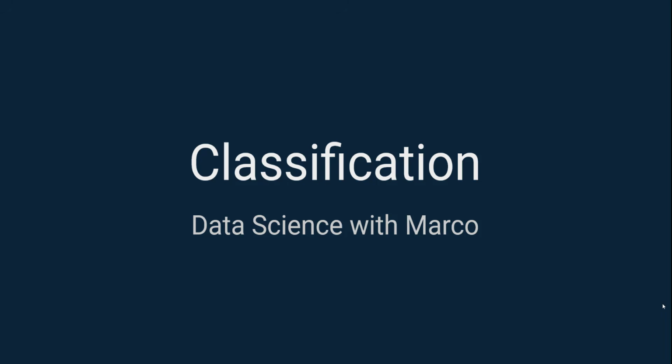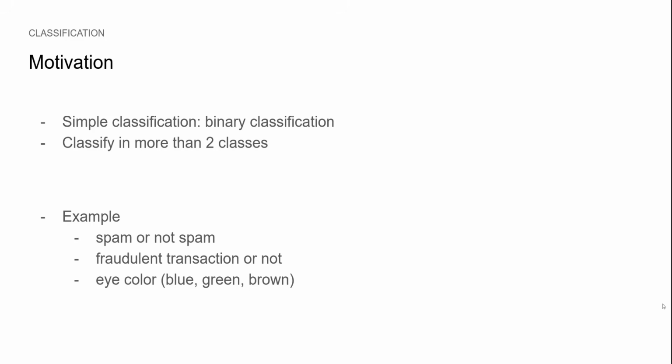Let's move on now to the next topic, which is classification. First, a bit of terminology. Binary classification is also termed simple classification, and this is the case when we only have two classes. For example, spam or not spam, a fraudulent transaction or not. Of course, you can also have more than two classes. For example, eye color, which can be blue, green, or brown.